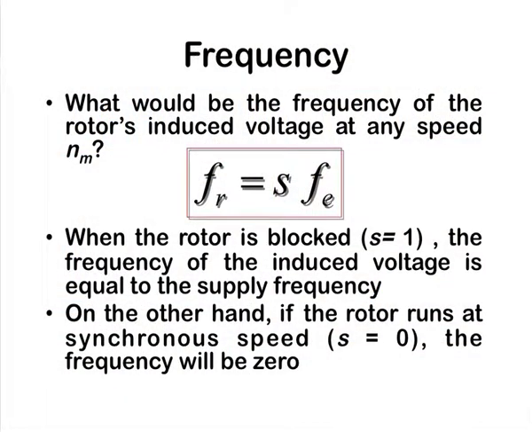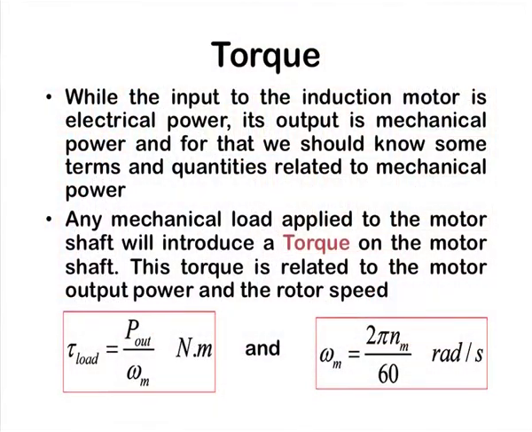So, what conclusion are we getting? That the rotor frequency is variable and it depends upon the slip. So, when the rotor is blocked, which means slip is equal to 1, the frequency of the induced voltage is equal to the supply frequency. On the other hand, if the rotor runs at synchronous speed, that is, slip is equal to 0, then we find that the frequency will be 0. Hence, the range of the slip is between 0 and 1 for an induction motor. Now, after finding the formula for the slip frequency, let us talk about the torque.